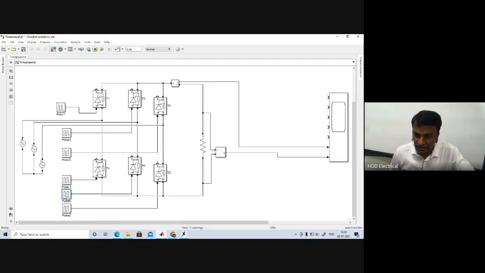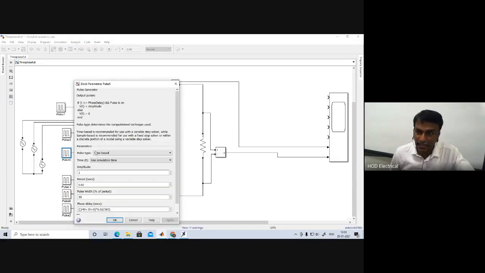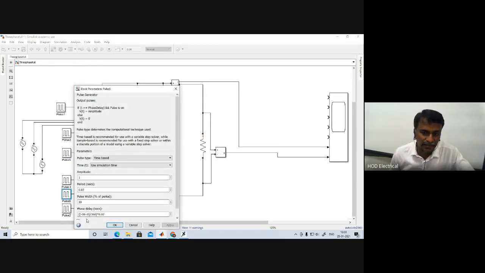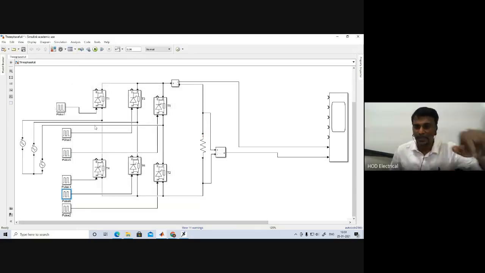Then T5 is 30 plus 240 plus alpha. Then T6 is nothing but minus 30 plus alpha. So this is the firing angle, the firing pulse which we have given.